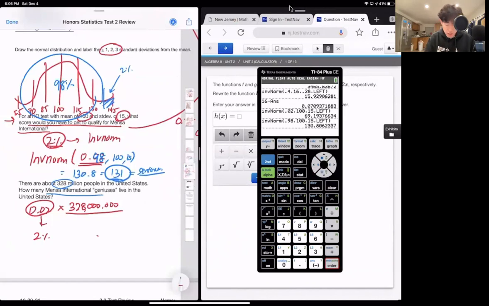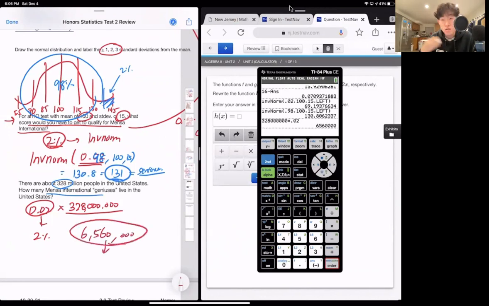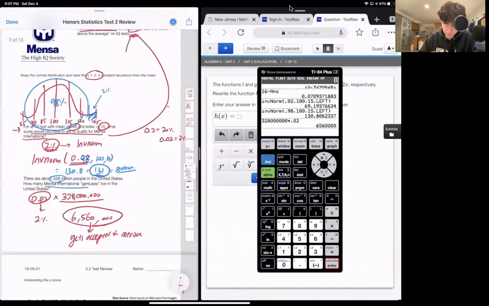So if I just type that into my calculator real quick, 328,000,000 times 0.02, I get about 6,560,000, which is about 6.6 million people getting accepted to Mensa. Again, give me a sentence or two describing what you have just found out in terms of the context.